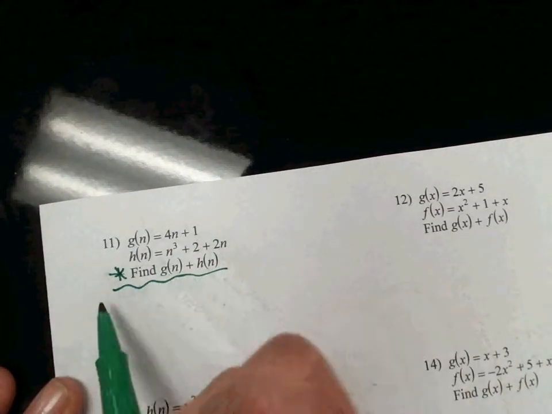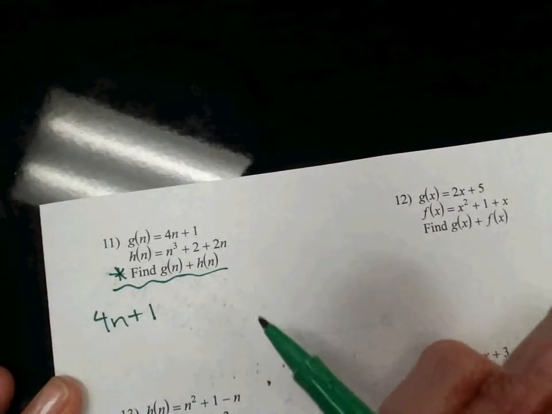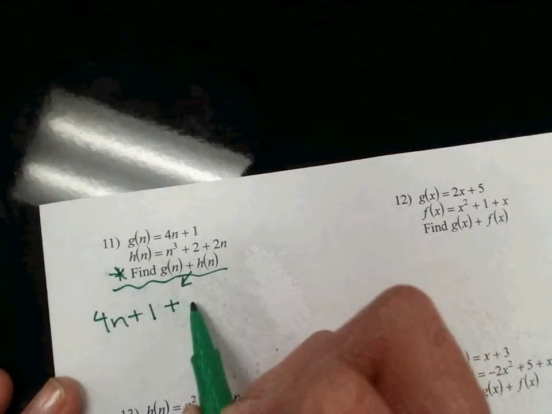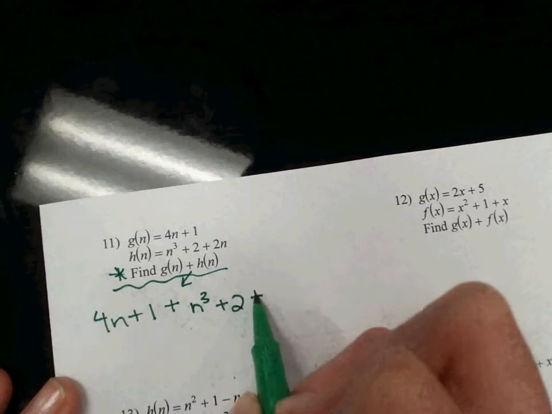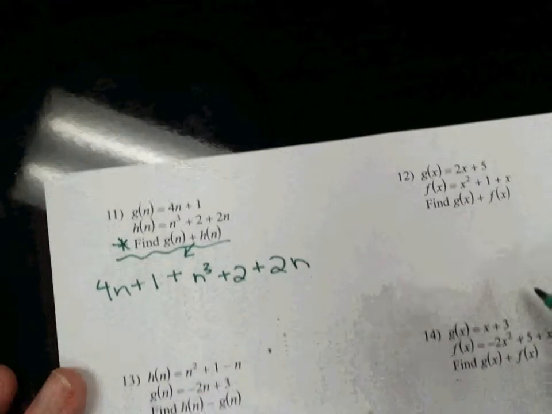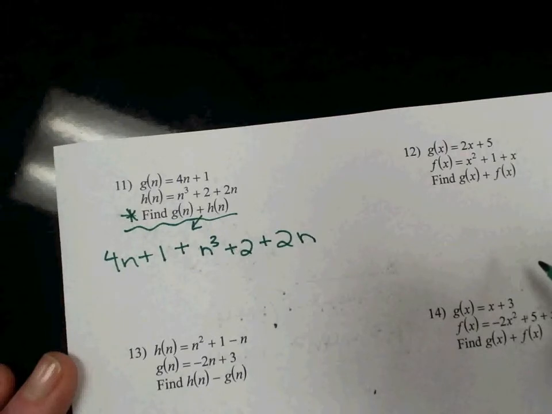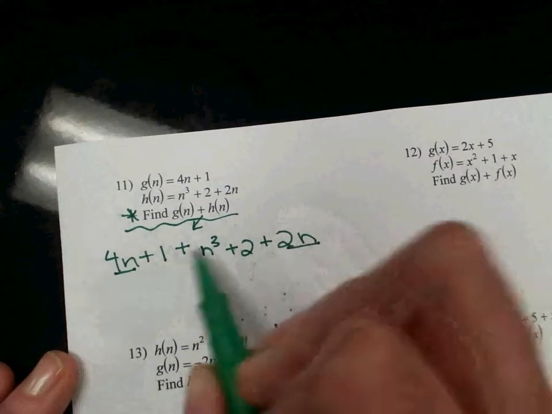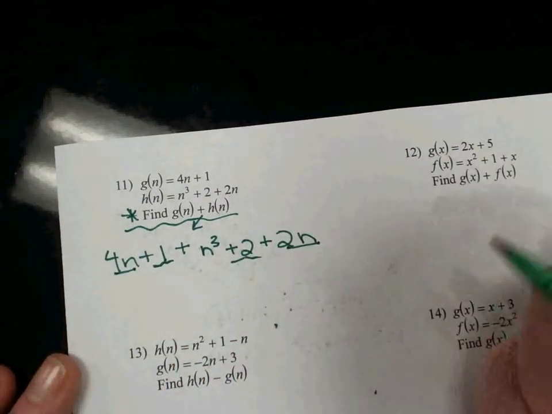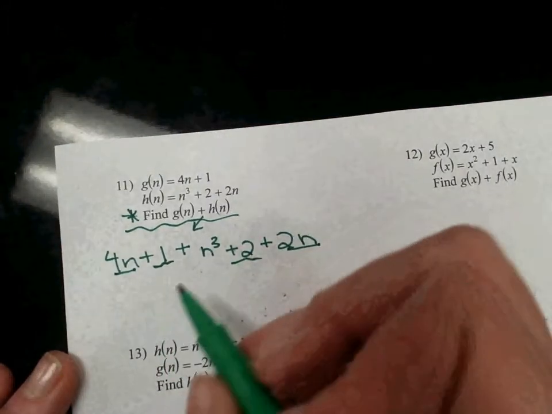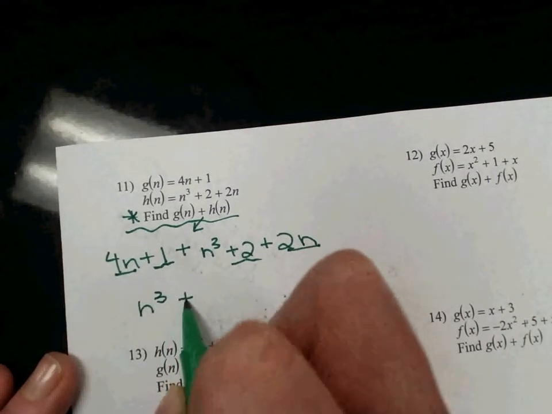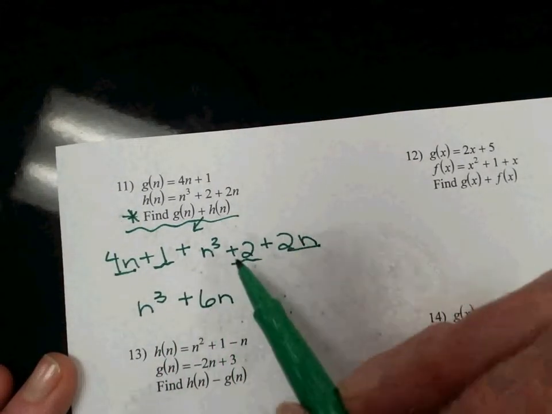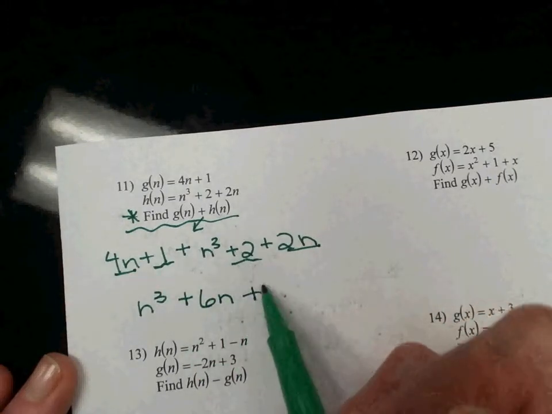So I write my 4n plus 1. Operation is a plus sign, so I add h of n, which is n cubed plus 2 plus 2n. Combine like terms. Got a 4n and a 2n. I've got a 1 and a 2. I look for my highest degree variable, which is n cubed. I'm going to write that first. I'm going to combine my 4n and 2n and get 6n. Good. And then my 1 and my 2, 3.